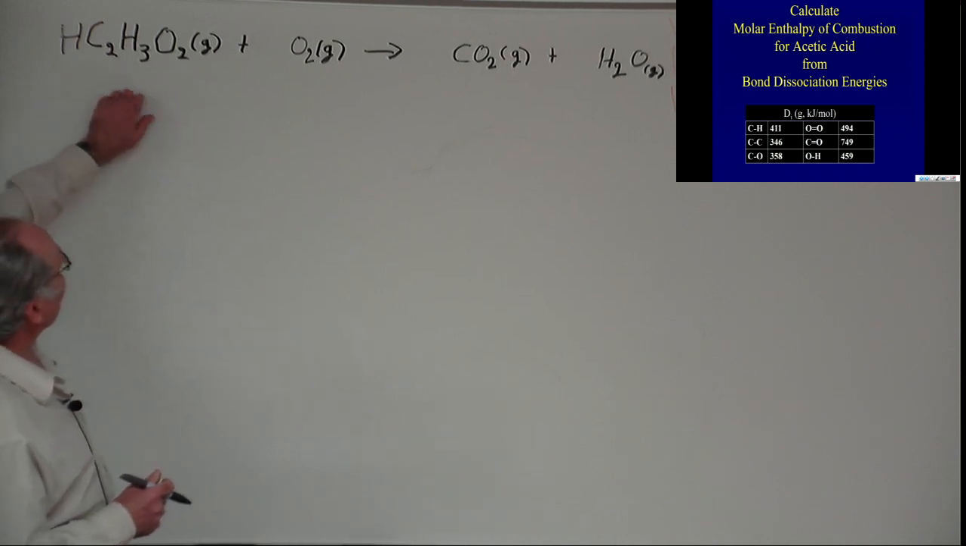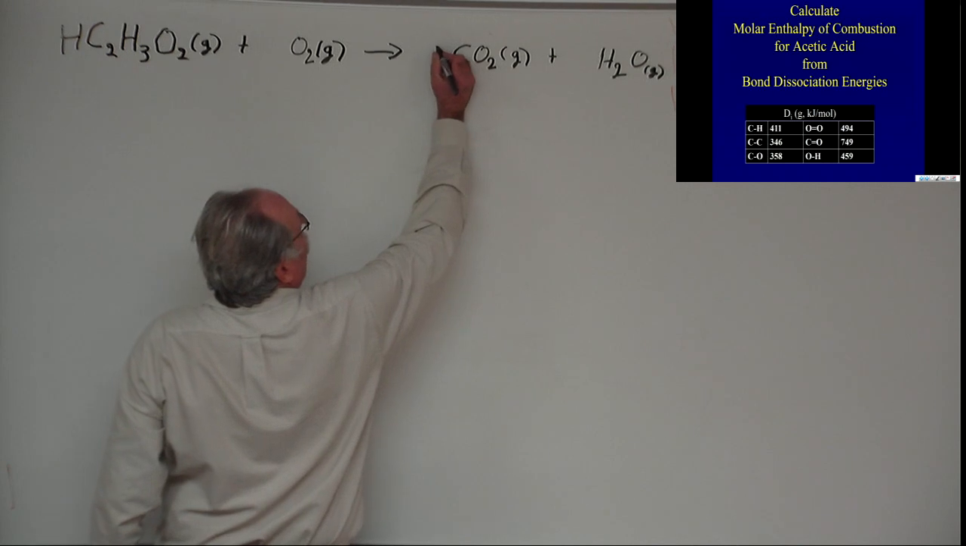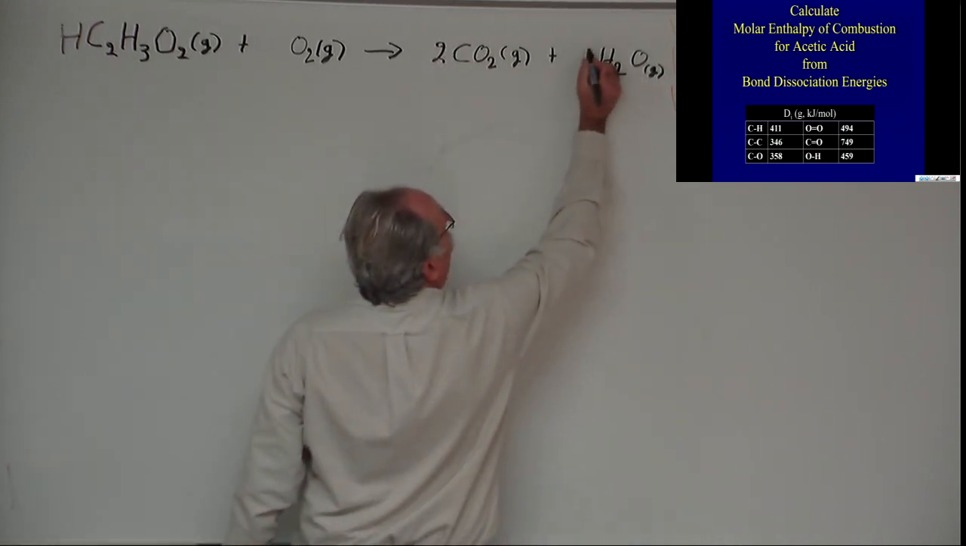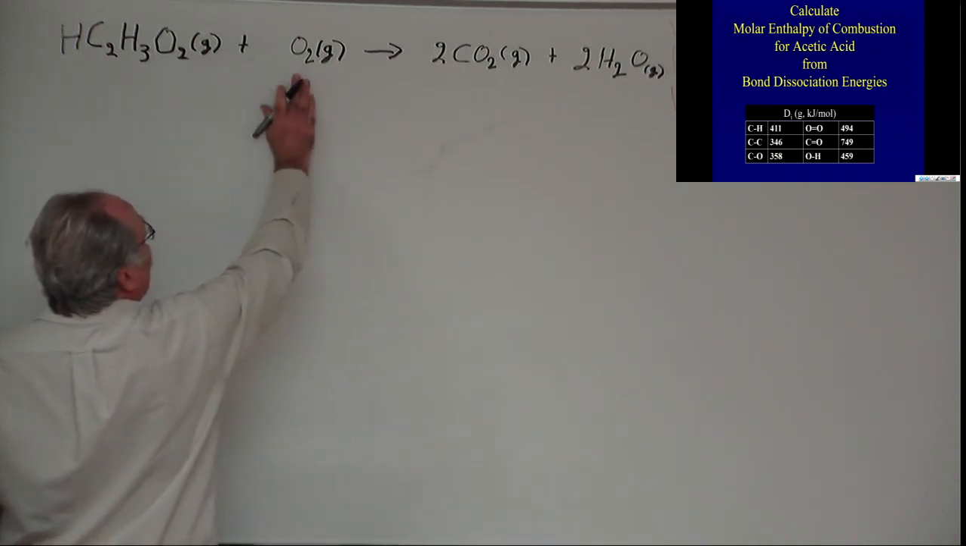But first, we need to make sure that we have a balanced equation, which we don't. So we need a balanced equation. We have 2 carbons here. We have 4 hydrogens here, so we'll need a 2 here. We need to balance the oxygen.